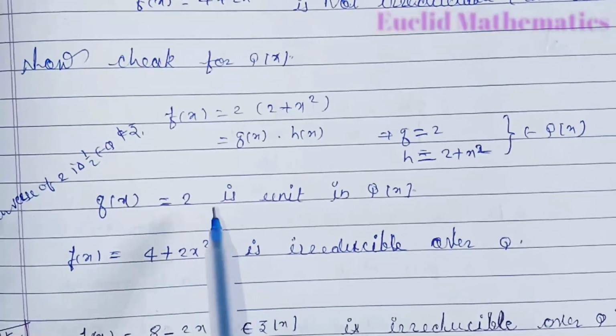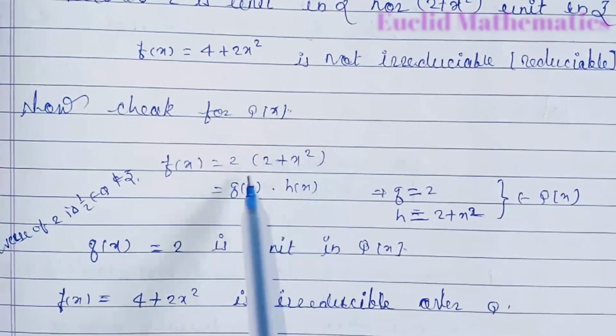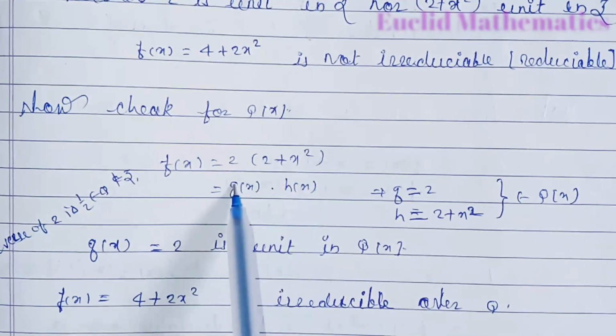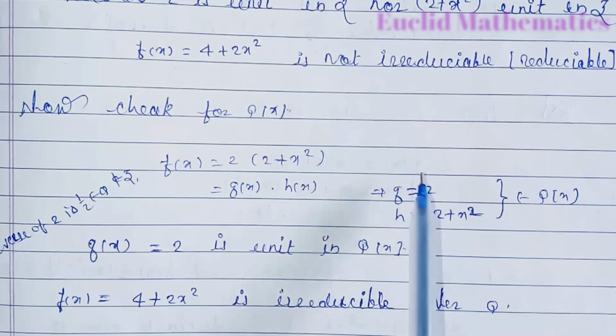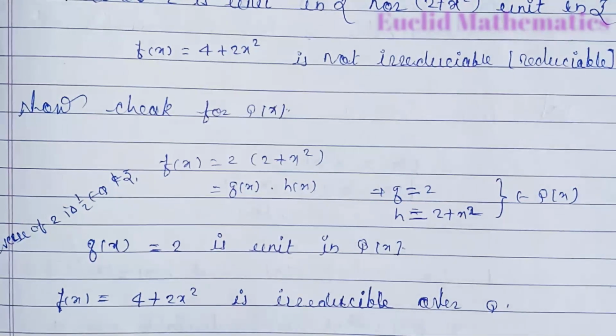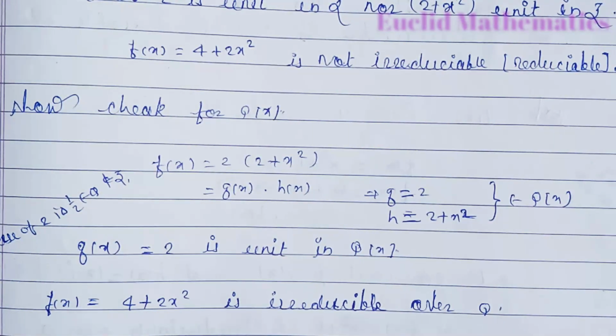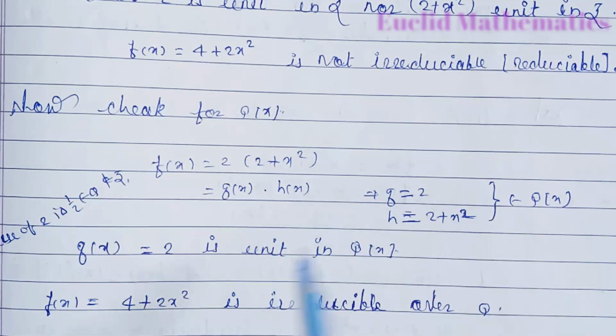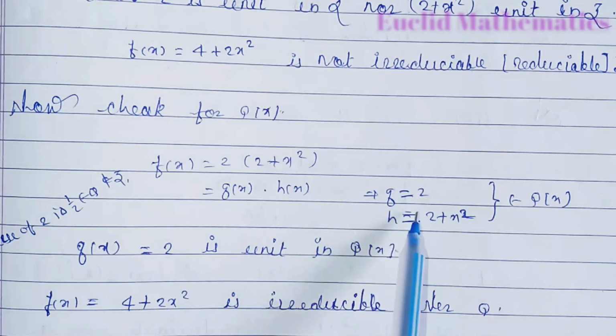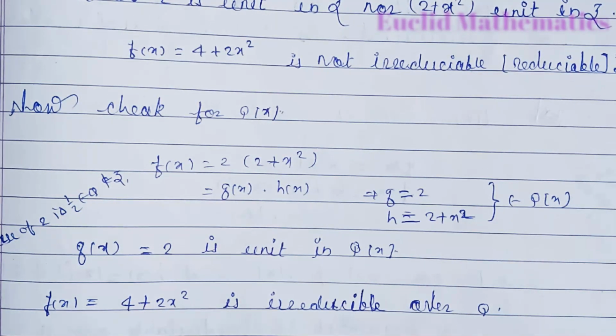For q of x, I did the same procedure. I write g of x as 2 and h of x as 2 plus x square. Now we know that g has a multiplicative inverse 1 by 2. That means it has an inverse, so it is a unit element. The definition of a unit element says that it has to have an inverse in the given ring. So here you can see g as 2 has 1 by 2 as inverse. It is a unit in q of x, which implies that one of the factors is a unit. So this implies that f of x equal to 4 plus 2x square is irreducible over q, but not over z.